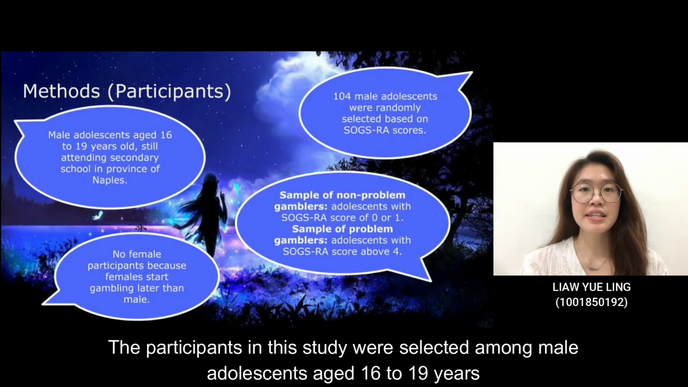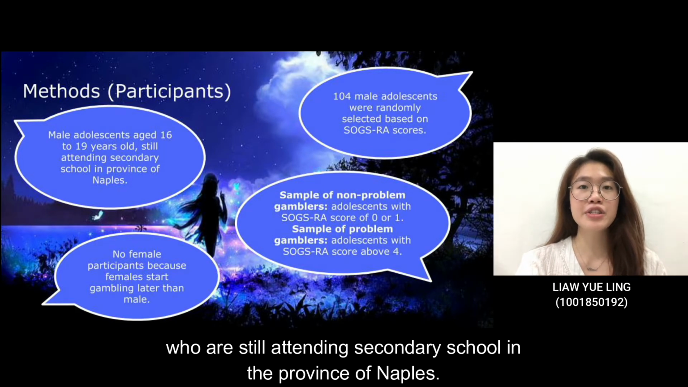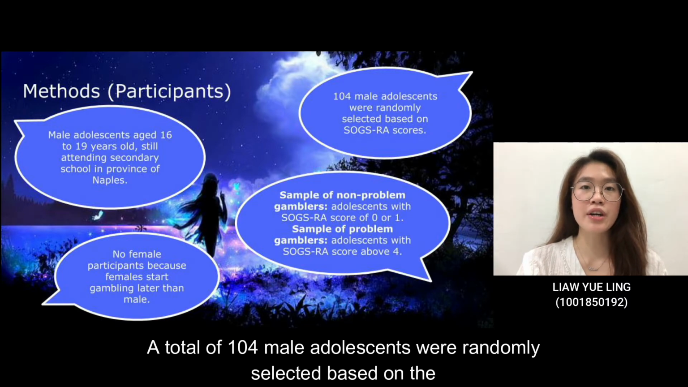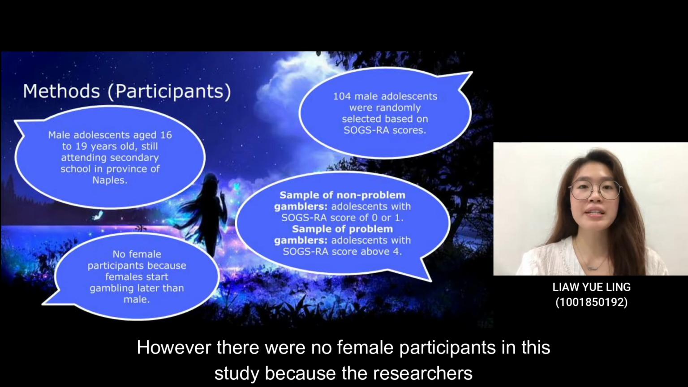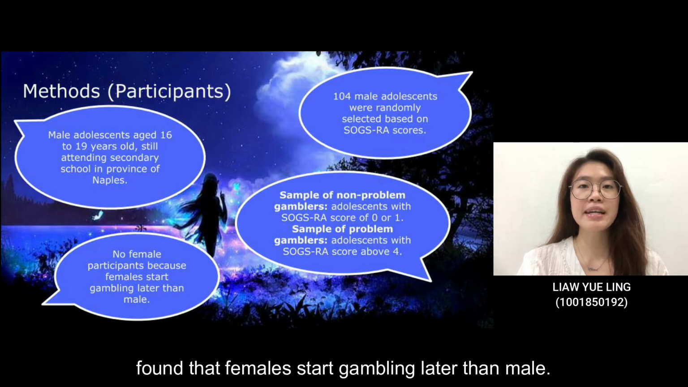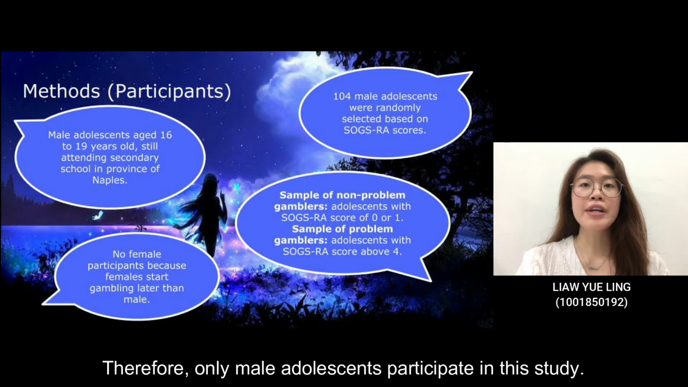The participants in this study were selected among male adolescents aged 16 to 19 years old who are still attending secondary school in the province of Naples. A total of 104 male adolescents were randomly selected based on the South Oaks Gambling Screen Revised for Adolescent Scores, also known as SOGS-RA. However, there were no female participants in this study because researchers found that females start gambling later than males. Therefore, only male adolescents participated in this study.